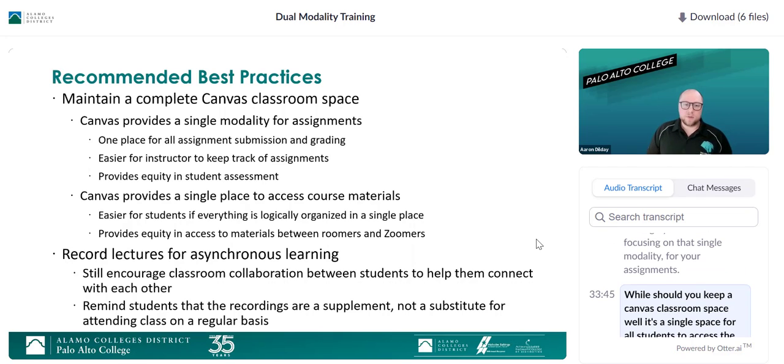Why else should you keep a Canvas classroom space? Well, it's a single space for all students to access the course materials. So all students can go there and see all your stuff there, whether it's worksheets, handouts, or readings. It's all logically organized, and it's all right there for the students, whether they're roomers or Zoomers, they all have equal opportunity to see it. Now, I know, again, some people really like the paper handouts and stuff, but just try and think equitably here. What works best for everybody? What can everybody have access to? And so try to stick to a way that's equitable, I think, for everybody.